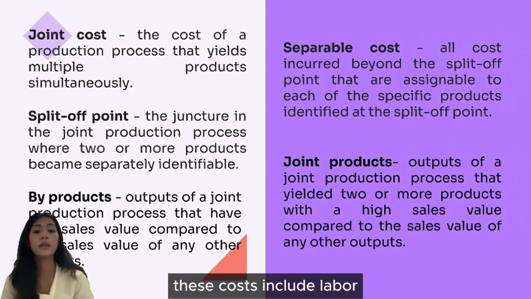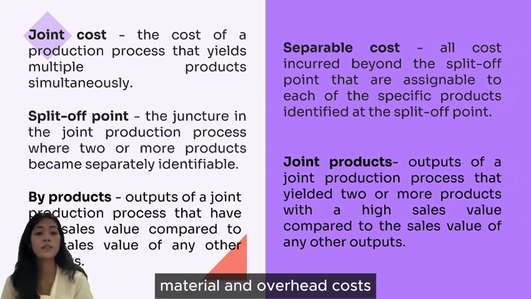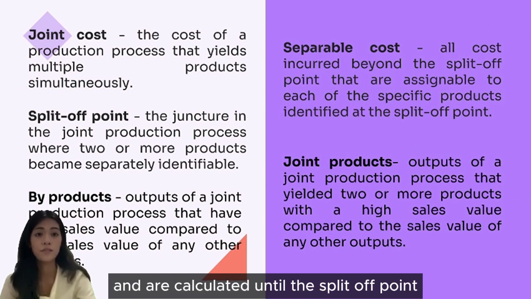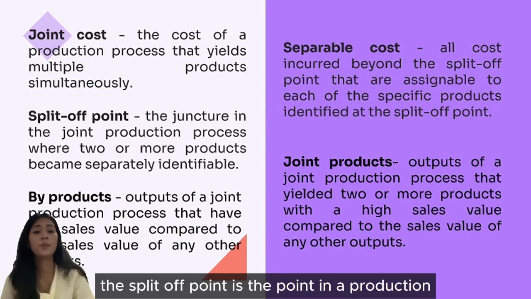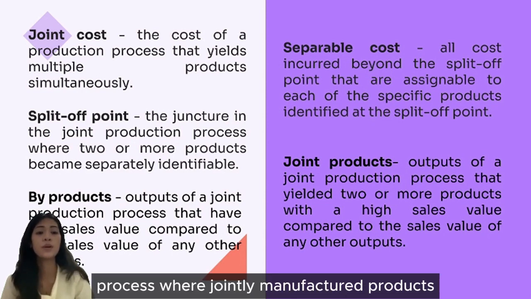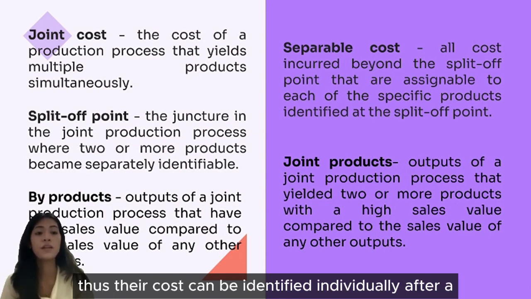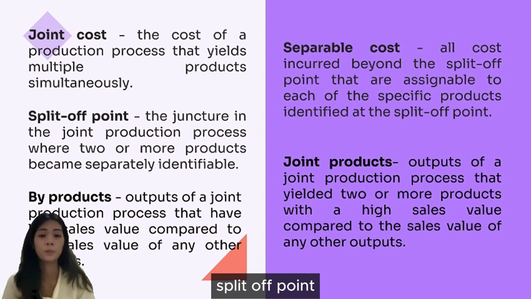These costs include labor, material, and overhead costs towards the production of joint products and are calculated until the split-off point. The split-off point is the point in a production process where jointly manufactured products are henceforth manufactured separately, thus their costs can be identified individually after the split-off point.